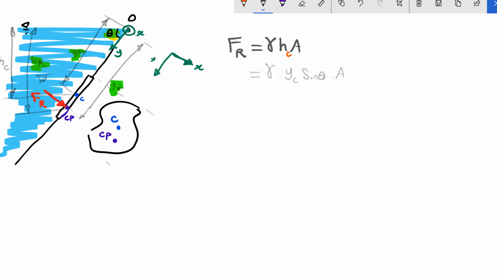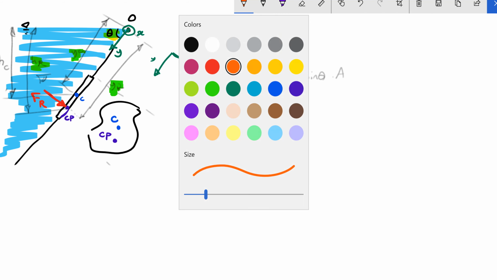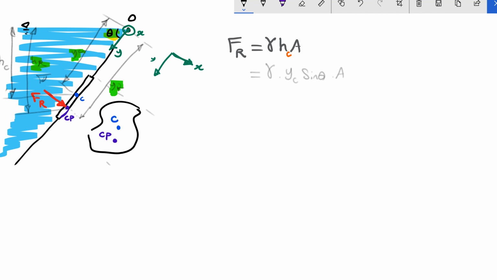Now it's time to find the position of CP, the center of pressure, where the resultant force is going to be applied. We have two components, YR and XR. We need to find those two. The YR formula was: moment of inertia about the x-axis from the centroid, divided by YC times area, plus YC.